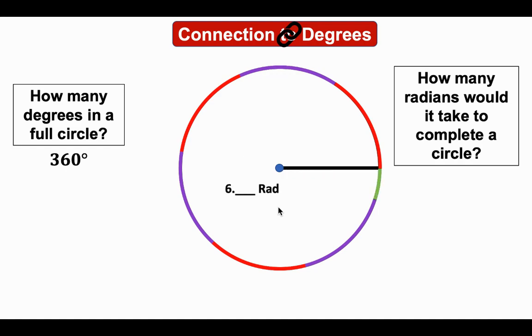So 6 point something. Okay, we don't know what that is yet, but I know that 360 degrees is a little bit bigger than 6 radians. There's some little piece here. Now we've got to figure out that piece though. So 6 point something radians, what's that decimal going to be?